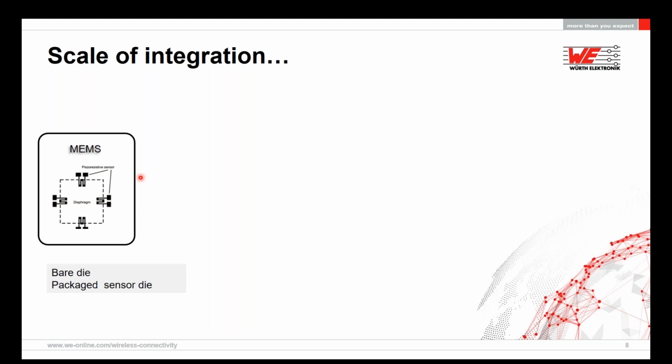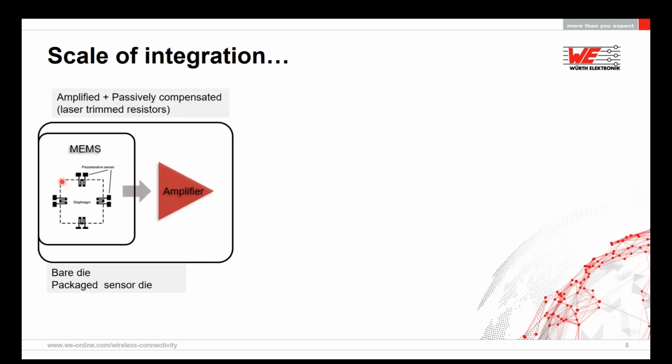There are also some sensors available with amplification. So with this MEMS die, an amplifier is added. These are called amplified pressure sensors. They are also usually analog, and sometimes they are also passively compensated. Passively compensated means that they are compensated once in fabrication at a particular temperature. So in order to use the sensor where there is a dynamic change of temperature, the sensor must be recalibrated during the application.